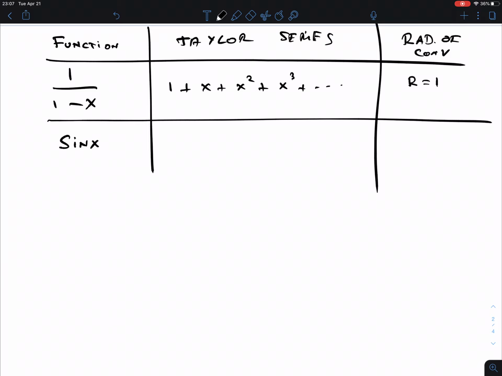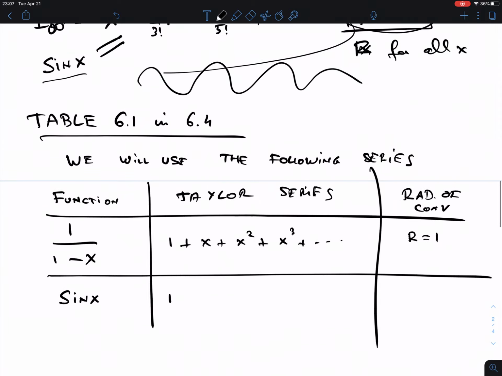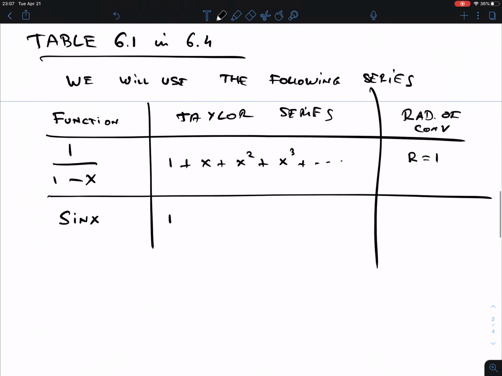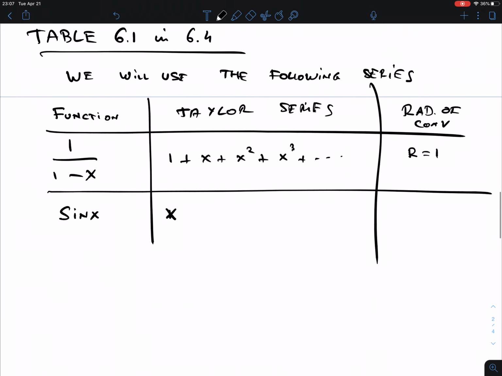And there we saw it was the odd powers of x. So we had x, and then minus 1 over 3 factorial x cubed, plus 1 over 5 factorial x to the 5th. The next one will be a negative 1. In the denominator would be 7 factorial, and the power x to the 7, and so on. And here the radius of convergence was infinity.